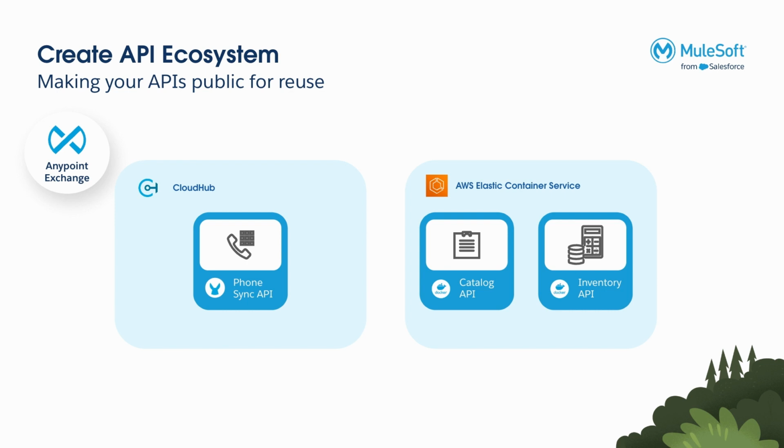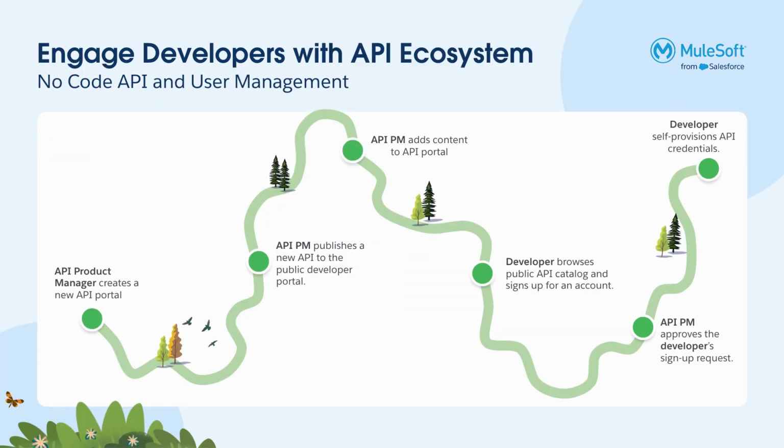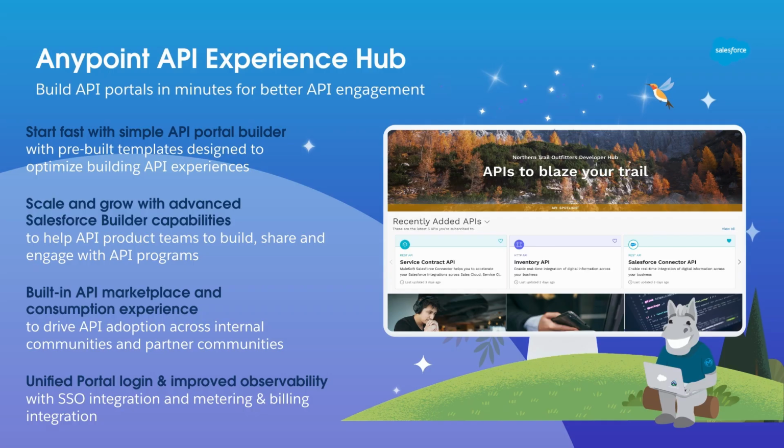So far in this series, we've been focusing on enabling internal developers who have access to our Anypoint platform organization. The three APIs we have are PhoneSync API built in Anypoint Code Builder and deployed in CloudHub, Product Catalog API, and Product Inventory API built in generic Visual Studio Code and deployed in AWS. Now, we want to make these APIs available to outside stakeholders and developers with self-service API portal built and managed with Anypoint API Experience Hub.